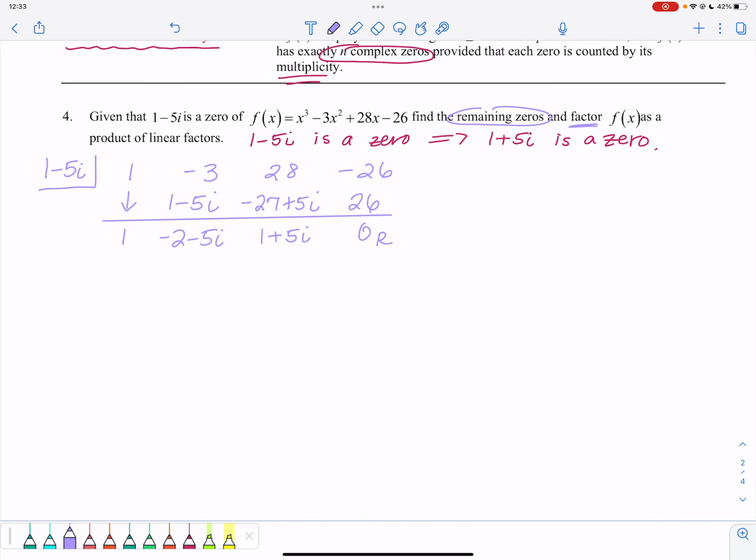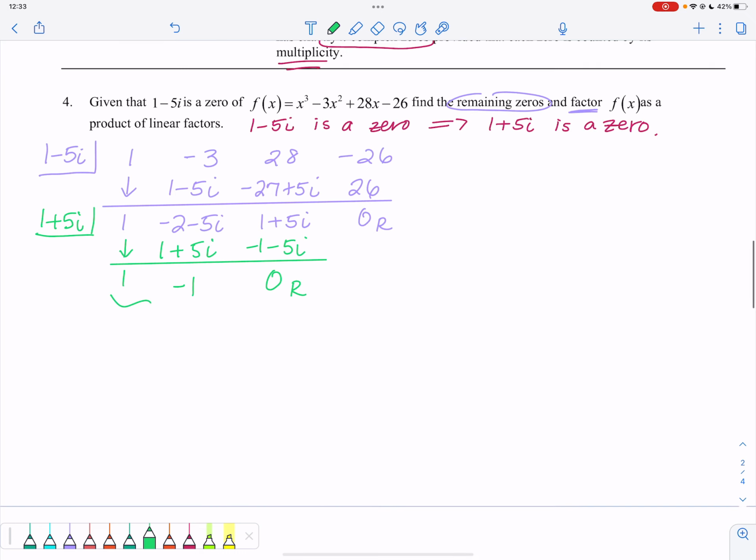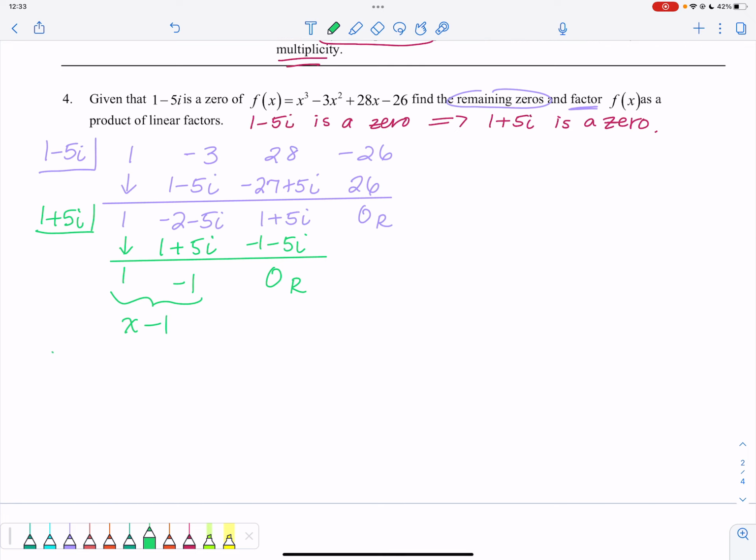Now, let's go into this with the other 0, 1 plus 5i. And we'll drop that 1. And that looks like we'll have a negative 1, sorry. And come up with that remainder of 0. So what does this represent? That represents x minus 1. So here are our factors. Let's write our zeros first.